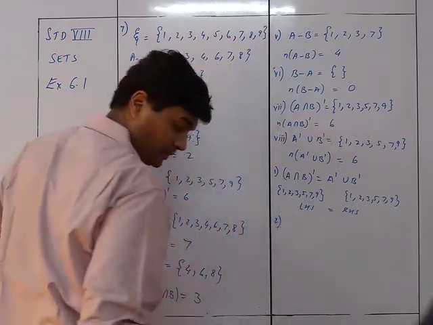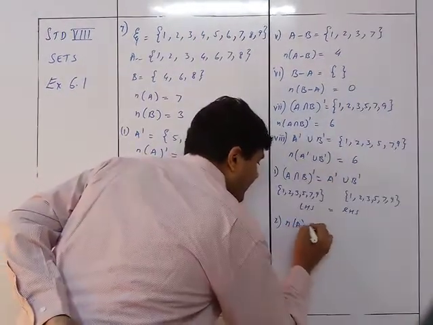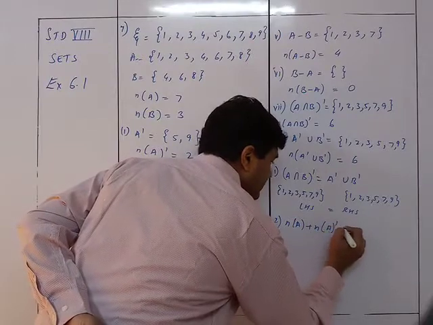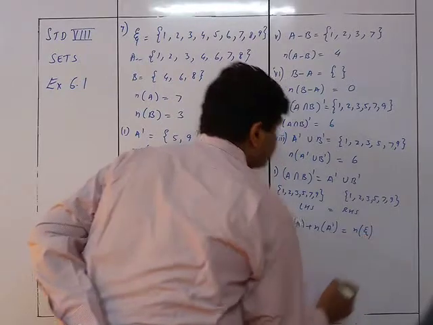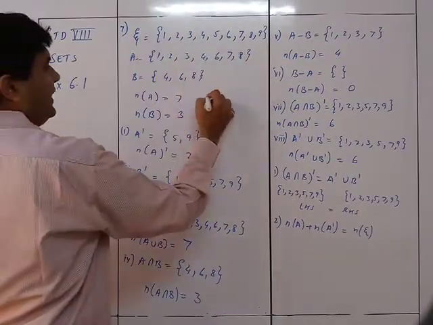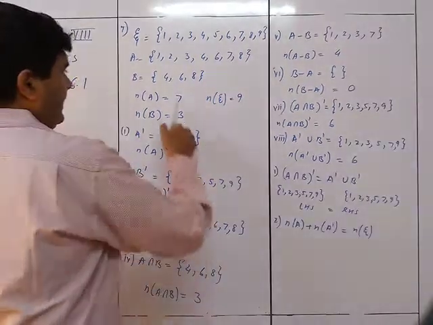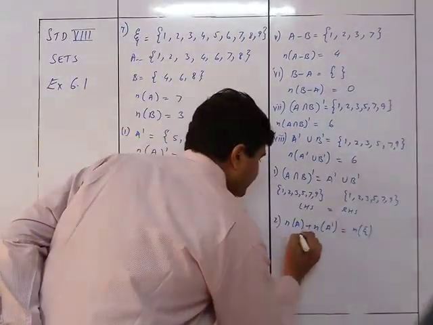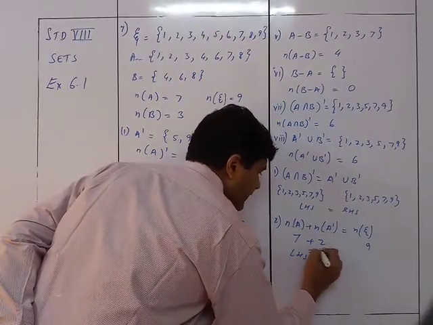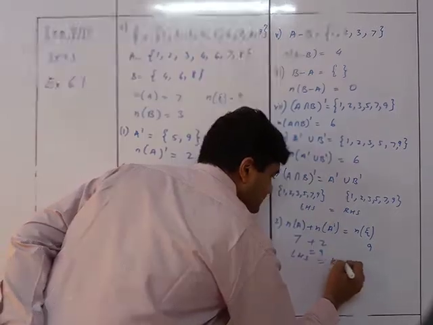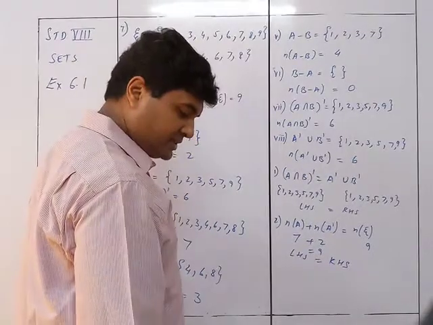Second one, n(A) plus n(A dash) is equal to n(universal set). The n of the universal set over here is 9. n(A) is 7 and n(A dash) is 2, so it is 7 plus 2, and here it is 9. Therefore LHS is equal to 9, which is equal to RHS.